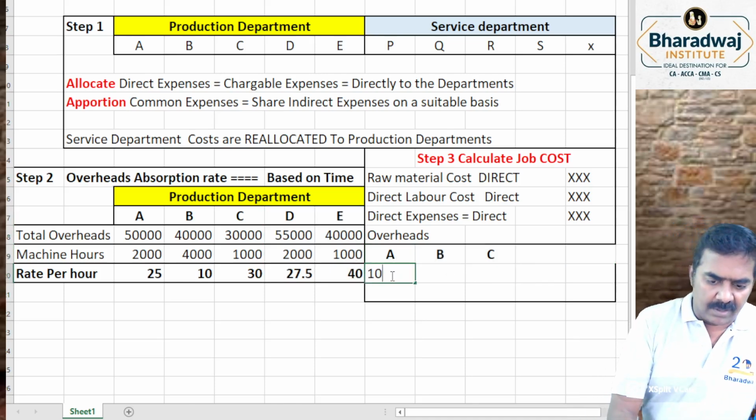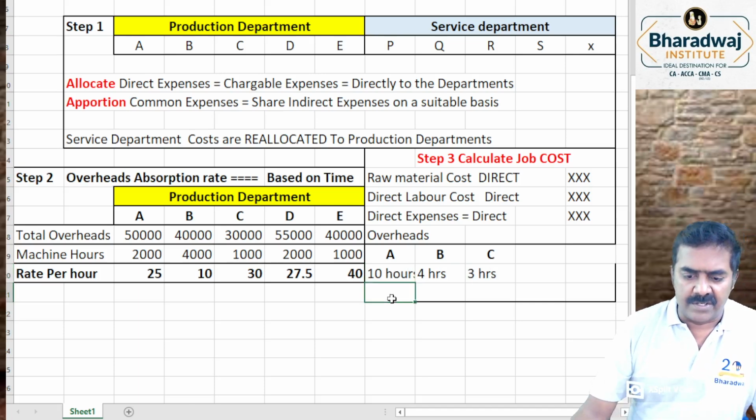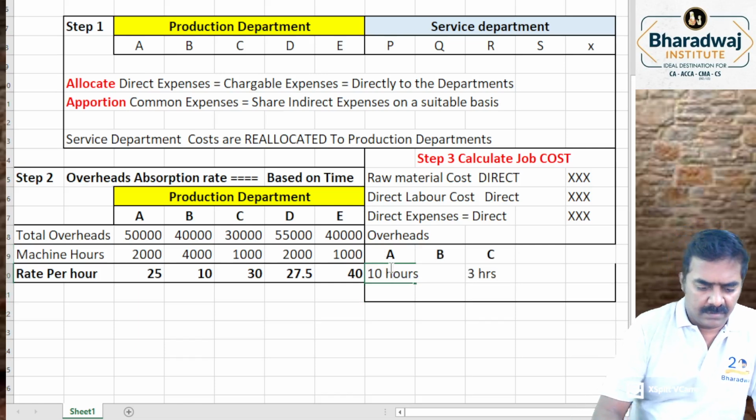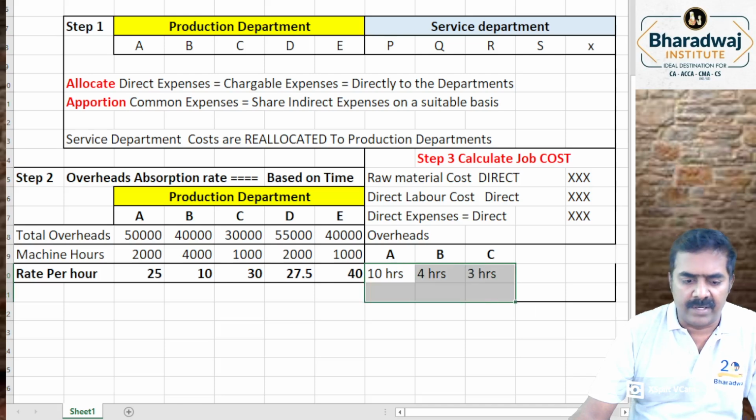It will take about 10 hours time, about 4 hours time, and about 3 hours time. Now, how will he charge? 10 hours, 4 hours, 3 hours, like that, in departments A, B, C.